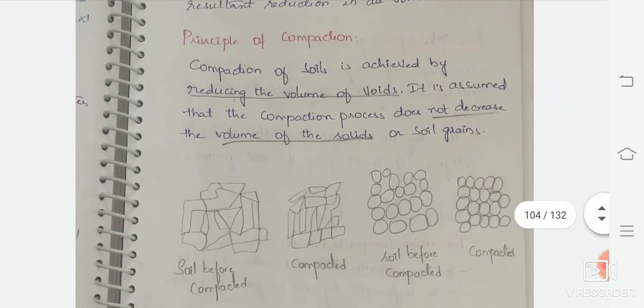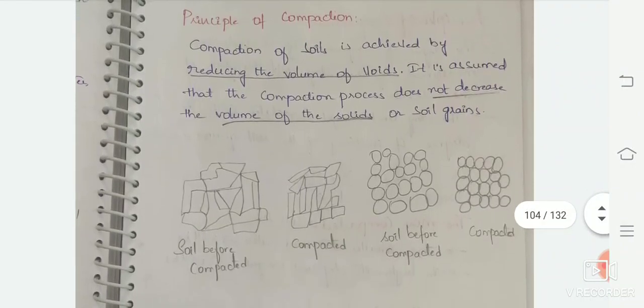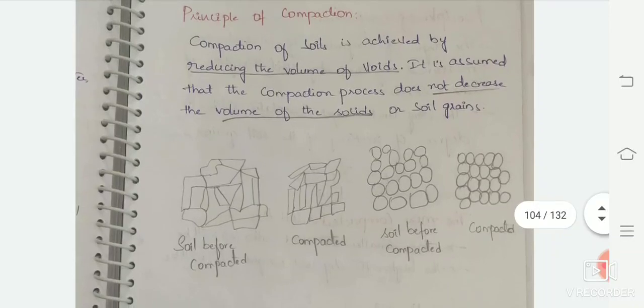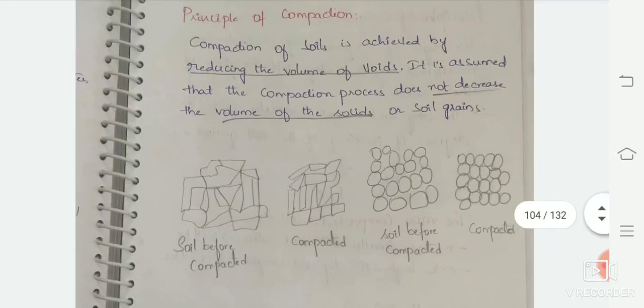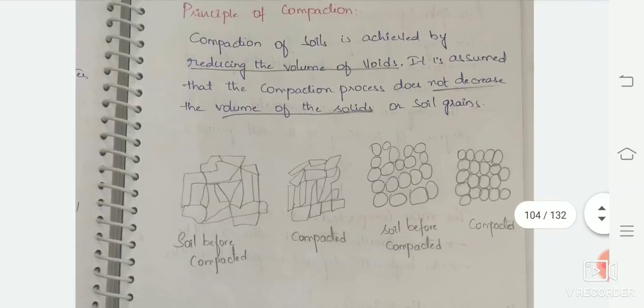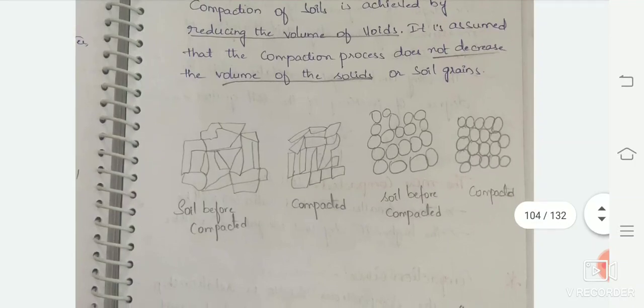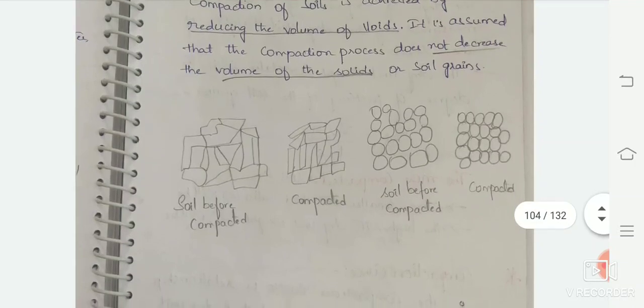As we all know, the principle of compaction is reducing the voids. Whatever voids are there will be reduced, and it does not reduce the volume of solids. Whatever you can see in the diagram, the volume of solids will not be reduced, but there will be a reduction in the voids only. So we'll be continuing in the next session.